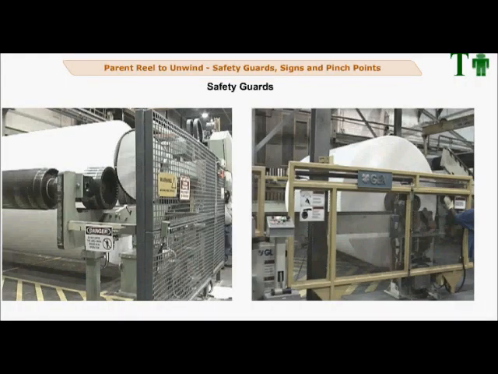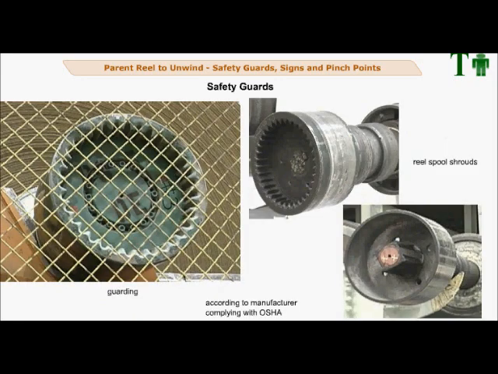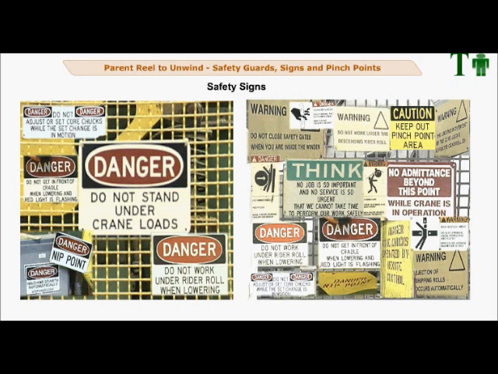Safety guards, signs, and pinch points. Here in the parent reel through the unwind portion, we start with guarding of hazards. All guards and spline covers or reel spool shrouds must be in place and in good working order according to all manufacturers' recommendations and OSHA regulations. All of the manufacturer's original signs must be in place.